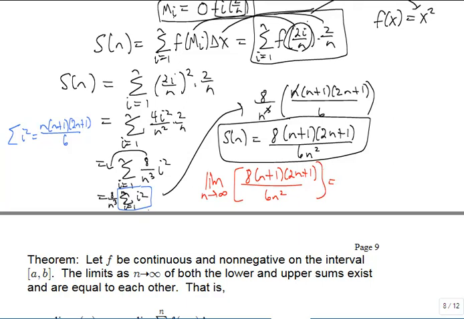Think about what would dominate on the top. I'm not even going to bother to FOIL everything out on the top. Just tell me what the dominant term would be. It would be this 8 times that n times that 2n. And 8 times n times 2n is going to be 16n squared. And on the bottom we have n squared. The n squareds cancel out, and 16 over 6 reduces to 8/3. So in the limit, this goes to 8/3.